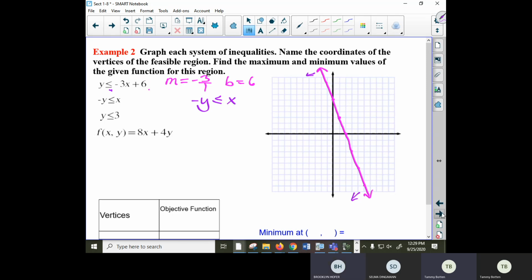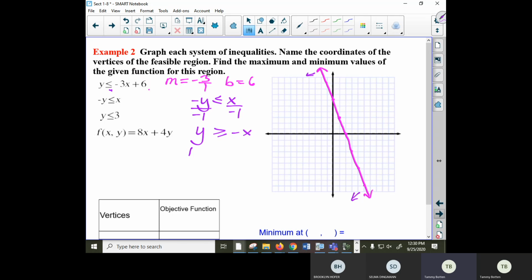I can't graph that yet because it has a minus sign in front of the y, so I need to get rid of that. How I would do that is divide each side by a negative 1. And when I do that, what do I have to remember? Switch the sign. Very good. So I'm going to get y is greater than or equal to negative x.